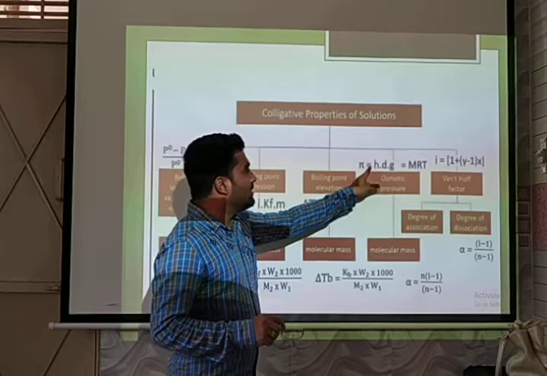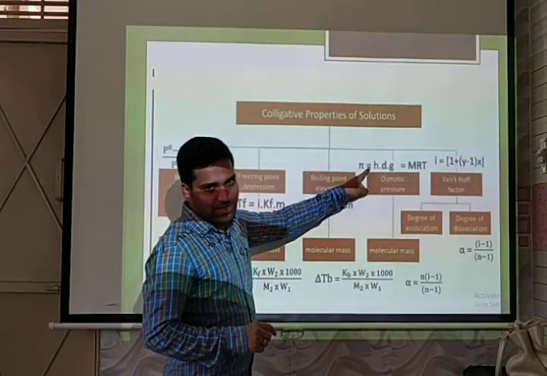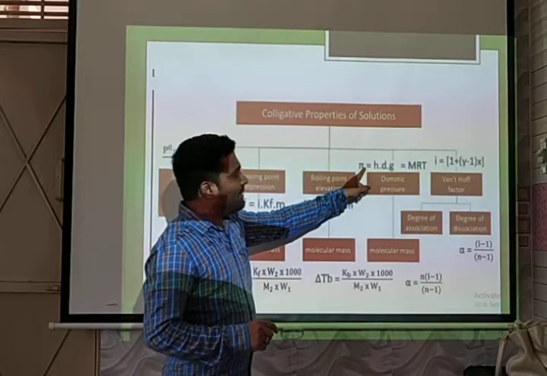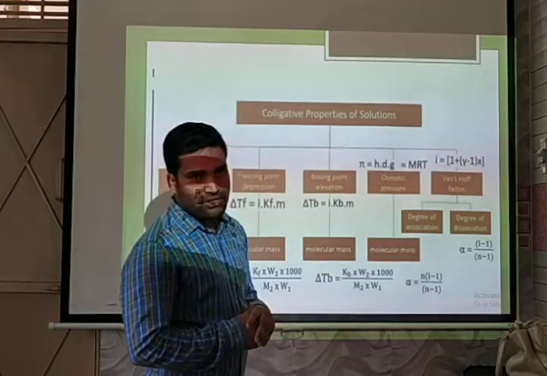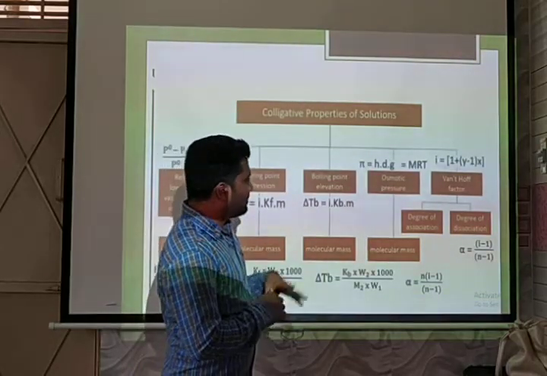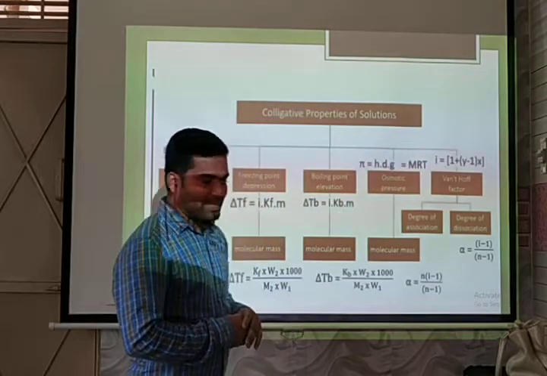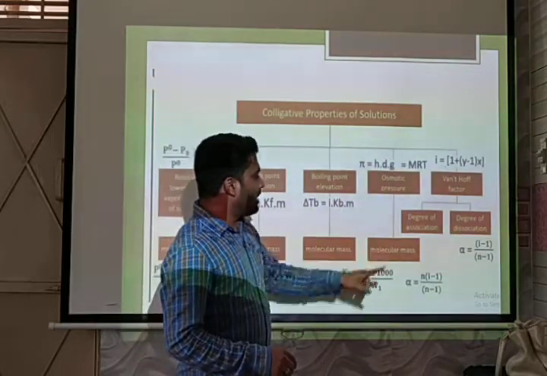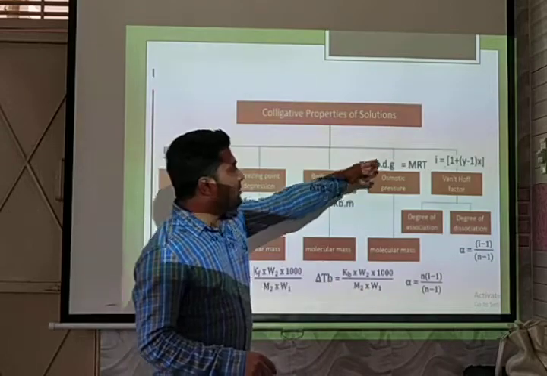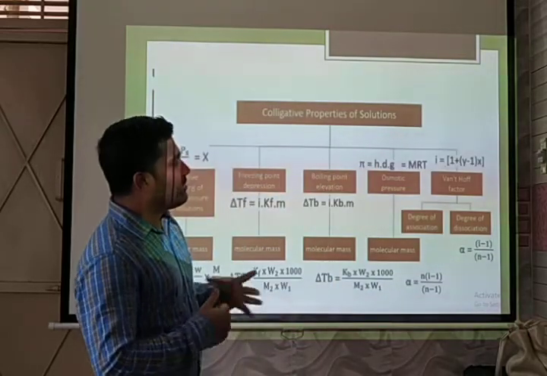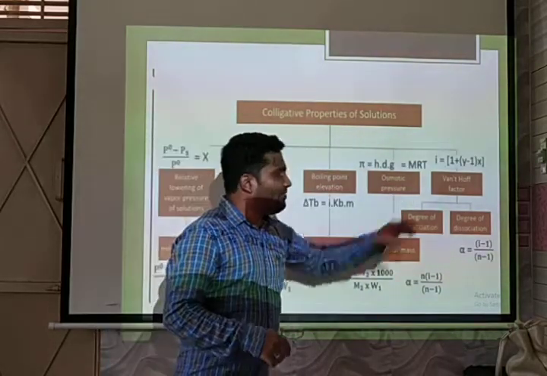For that, we represent osmotic pressure by the equation: pi is directly proportional to concentration. If you equate that, then pi is equal to MRT, where M is molarity. If you want to calculate molar mass, then you have a formula for M from pi is equal to MRT. And next we have the Van 't Hoff factor.